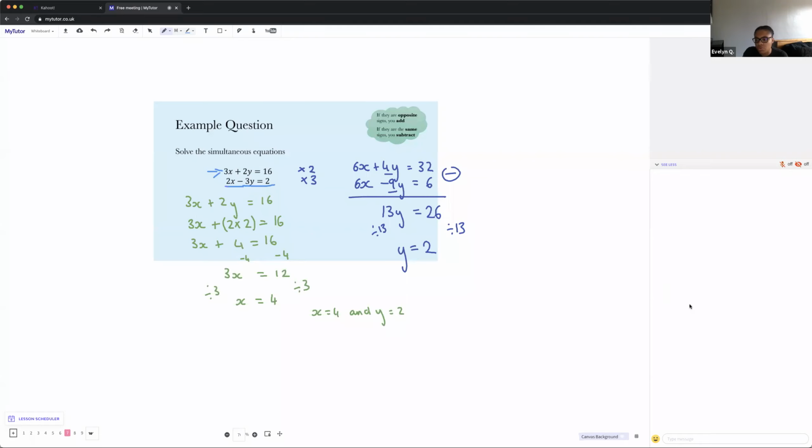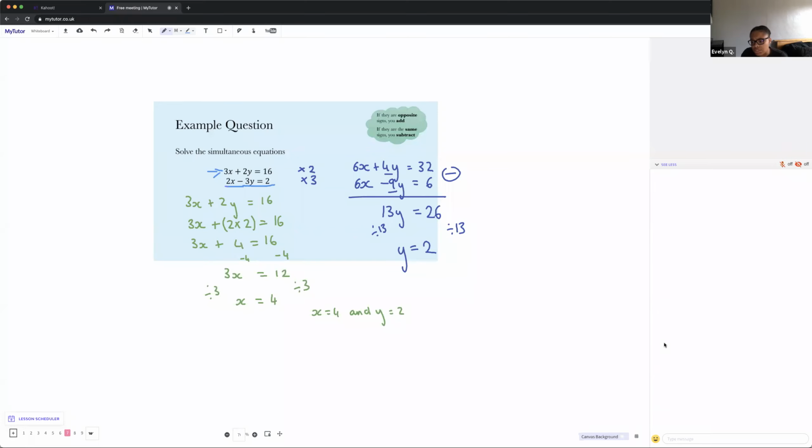Now, someone asked what grades are these questions worth? So this question, I think, is around a grade 5. But the question that we're going to go on to in a second is worth probably a grade 7, I would say, because it includes not just linear equations, but quadratics. And I'll go into that in a second.